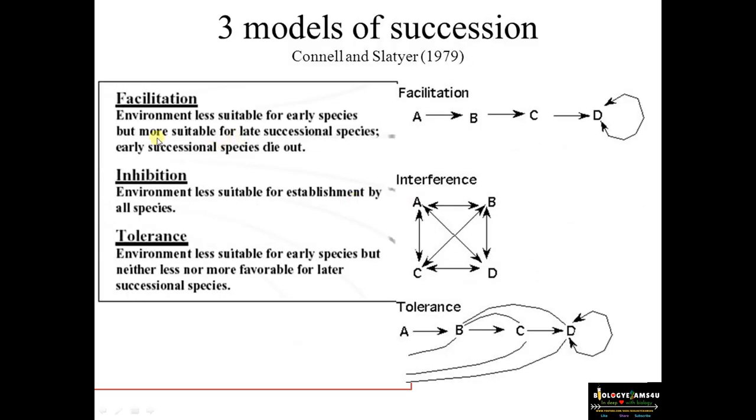So these are the models. First one is the facilitation model. The environment is less suitable for early species and more suitable for late successional species, and the first species are often replaced by the next species. The first species facilitates or provides a conducive environment for the growth of the next species. Inhibition model: the environment is less suitable for establishment of all species, all have to struggle for existence. Tolerance model: the environment is less suitable for early species, but neither less nor more favorable for later successional species. So it's all dependent on the fitness and the adaptability of the species. So this model is a tolerance model.